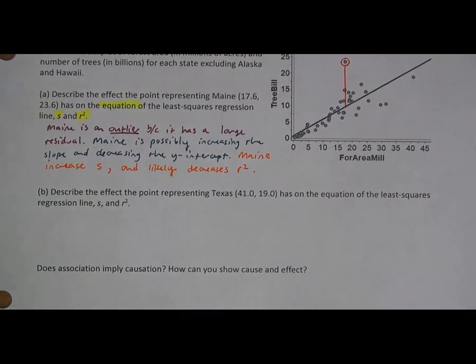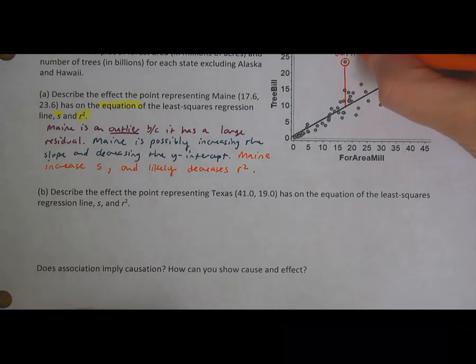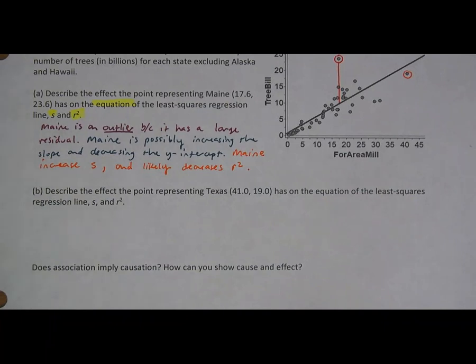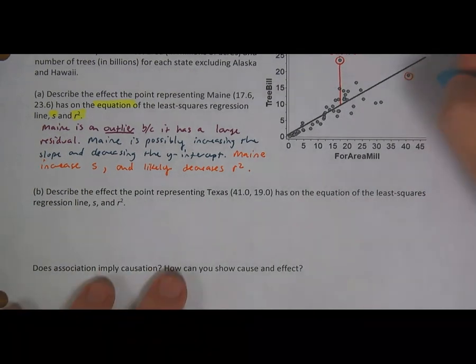Part B says describe the effect that Texas has. And Texas is way out here. We've got a lot of surface area on the map, but not a lot of trees. How does Texas affect the relationship between forest area and number of trees in the continental United States? Well, look at Texas way out here. It said it was at 41, 19, so there it is.